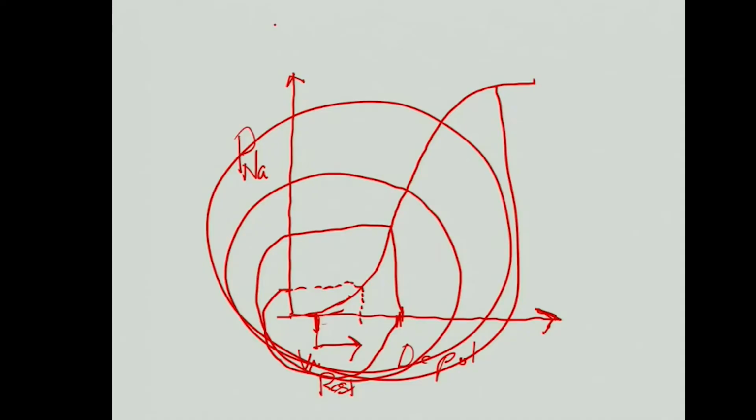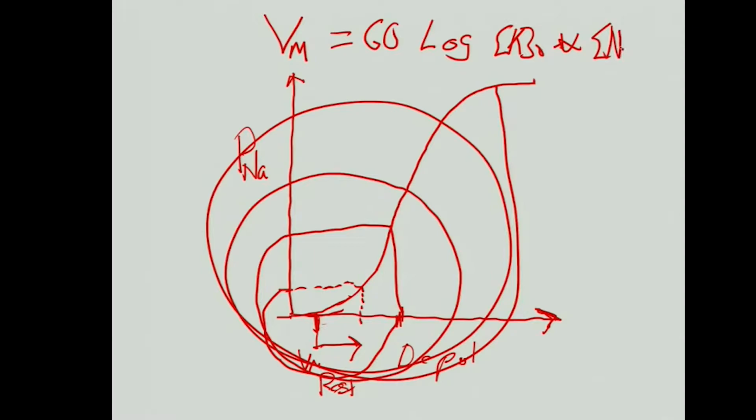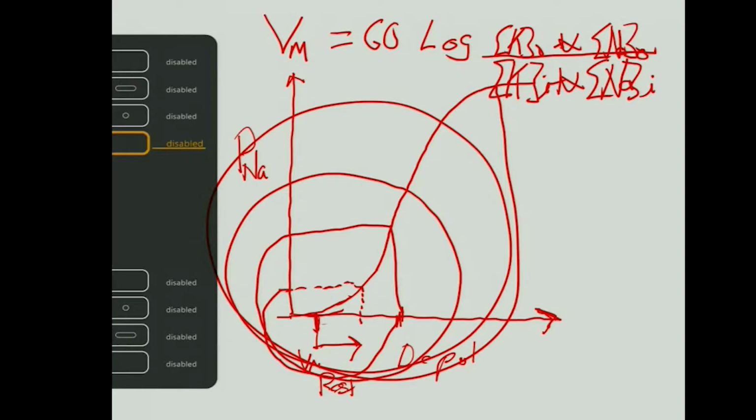And by the way, you can see how this would work from the Goldman-Hodgkin-Katz equation, which is 60, again, times the log of the outside potassium concentration plus alpha times the outside sodium concentration, divided by the inside potassium concentration plus alpha times the inside sodium concentration. That's pretty sloppy, but alpha is equal to the ratio of the sodium permeability to the potassium permeability, right?